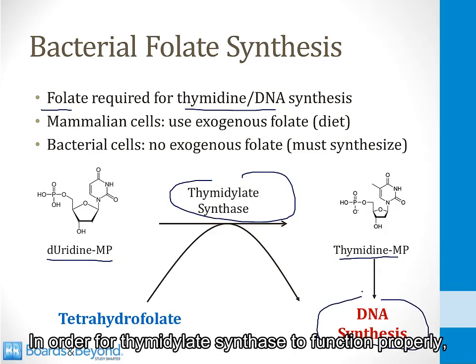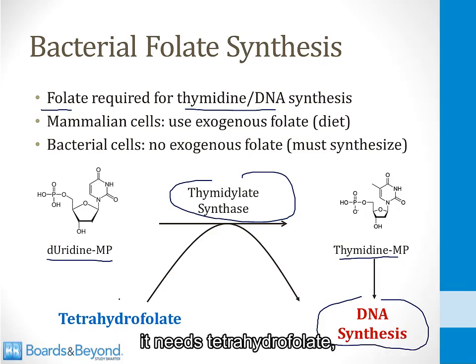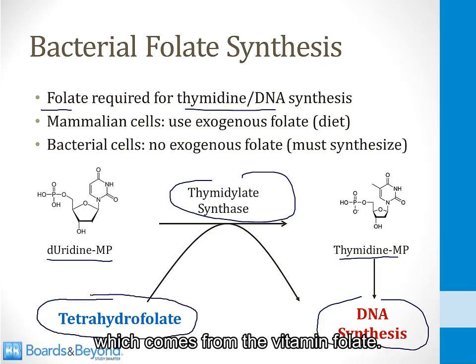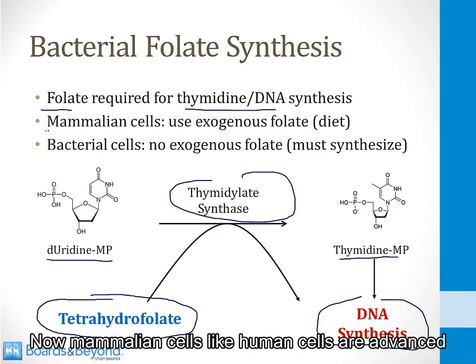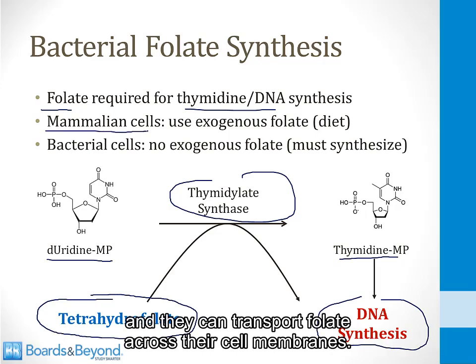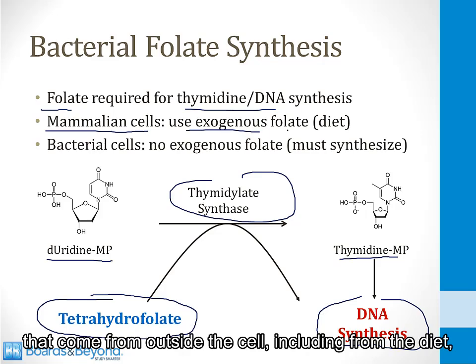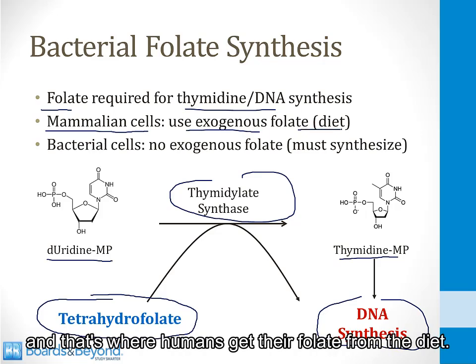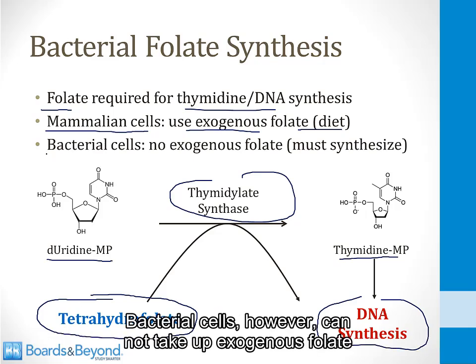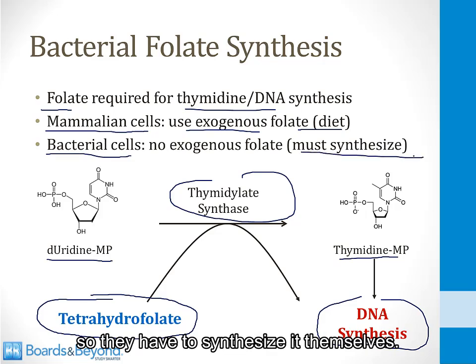In order for thymidylate synthase to function properly, it needs tetrahydrofolate, which comes from the vitamin folate. Now, mammalian cells, like human cells, are advanced, and they can transport folate across their cell membranes. This makes them able to use exogenous folate that comes from outside the cell, including from the diet, and that's where humans get their folate from the diet. Bacterial cells, however, cannot take up exogenous folate, so they have to synthesize it themselves.